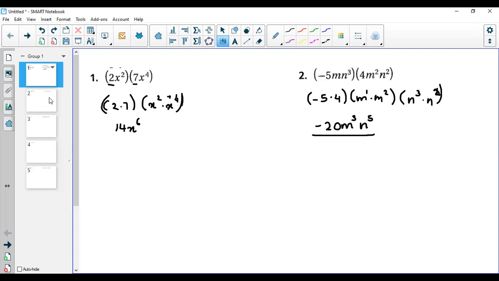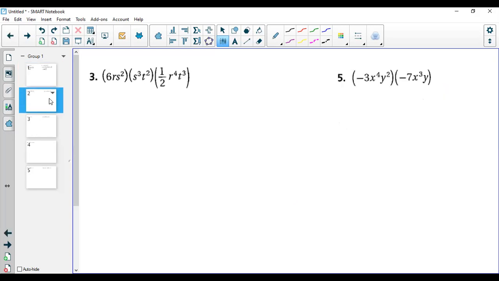Okay, let's go to the next example. Now, do not panic when you see such questions. They're easy, only that you need to solve them step by step. So let's solve these two parentheses first. Let's solve them first. So I'm going to multiply 6rs square with s cubed t square.